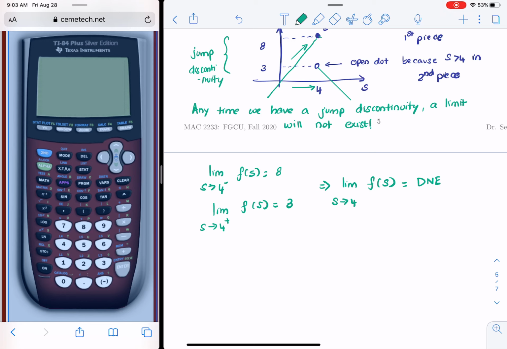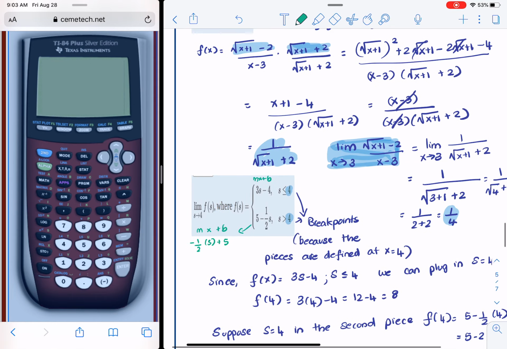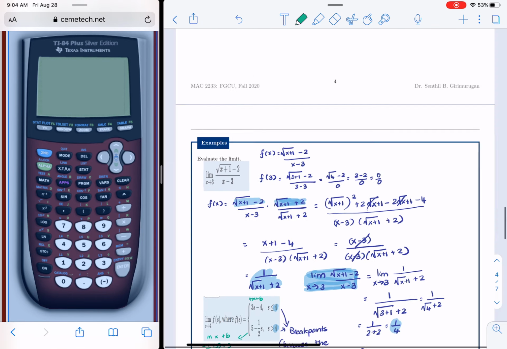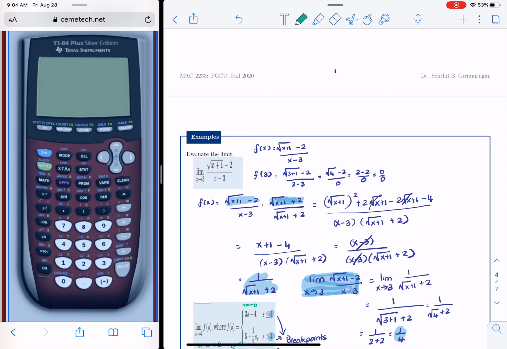So things to know: if we have a point discontinuity, the limit will exist. If we have a jump discontinuity, the limit will not exist. If we have an infinite discontinuity, the limit will not exist. And prior to evaluating a limit, always try to simplify. If you simplify, you may not even need a graph or any other technique to evaluate the limit.